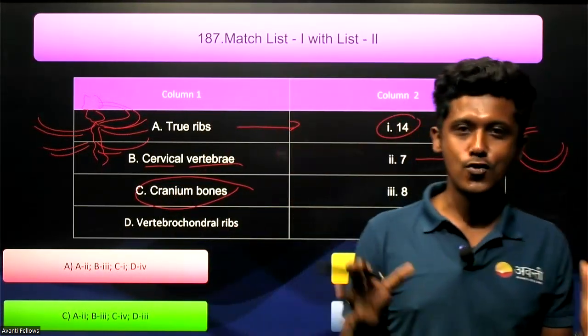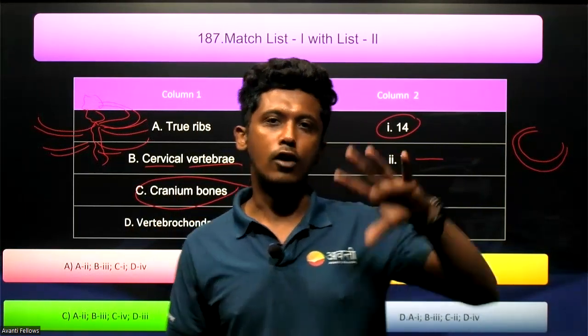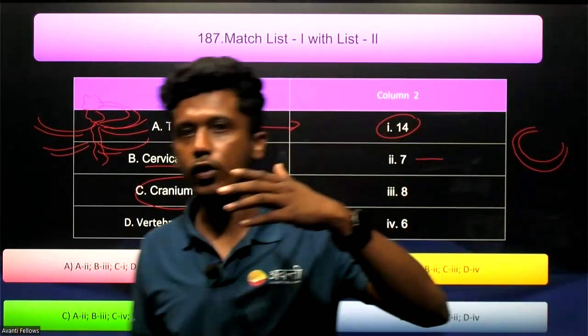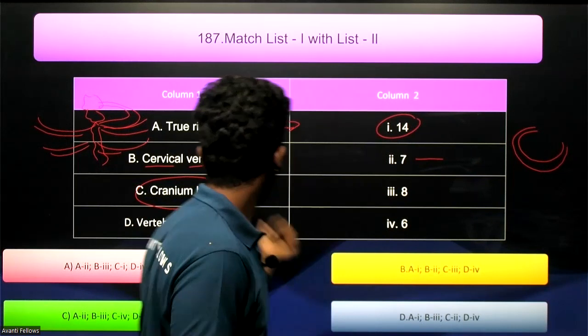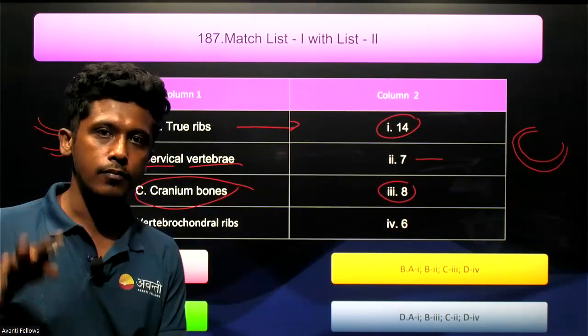Whereas cranial bones, when it comes to cranial bones, how many bones make up your skull? Your skull is not one bone, it is a series of bones that come and attach. We have the occipital bone, we have the frontal bone, like that. How many bones do we have? We have 8 bones which come together and form the cranium or the skull.